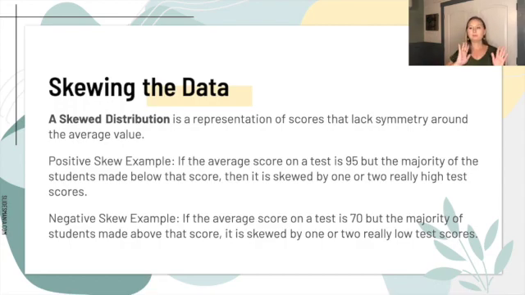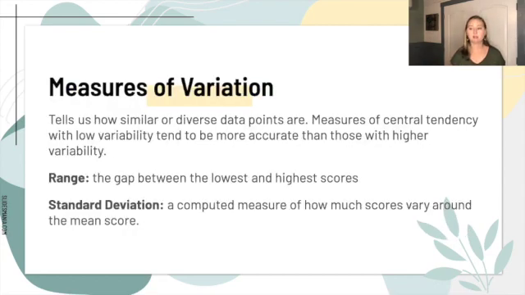Okay, now let's get to measures of variation. These are going to tell us how similar or different data points are. So measures of central tendency with low variability, or measures that are close together, tend to be more accurate than those with higher variability. The range and standard deviation are the two units that we're going to be looking at here. Range is the gap between the lowest and the highest score.